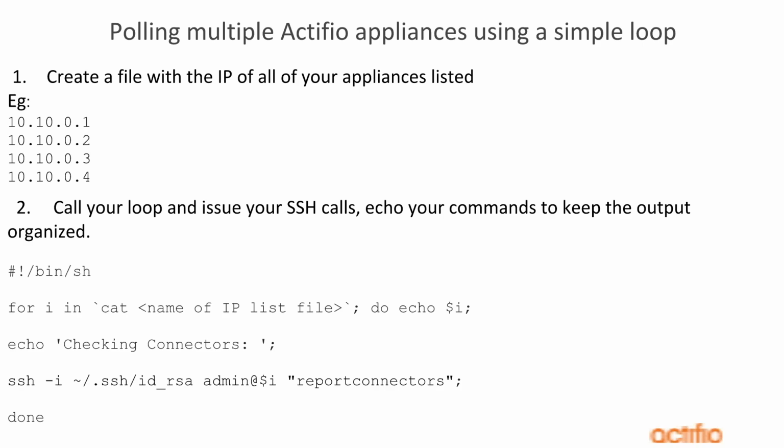So again, in this example, we have SSH, then we do the report connectors. You can't do report connectors, report daily, report pools in one call. You would need SSH, report connectors, new line. SSH report snaps, new line, SSH report pools.